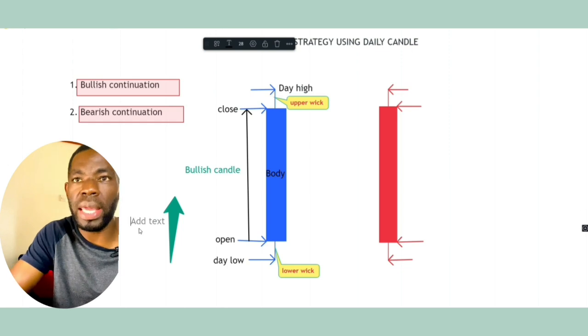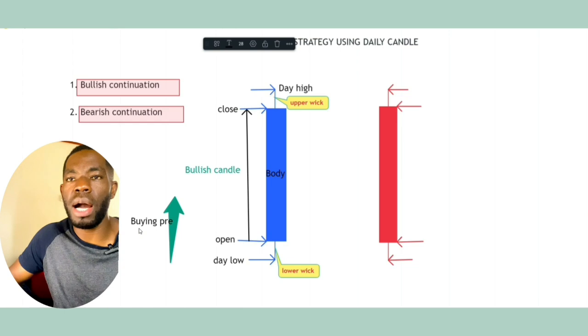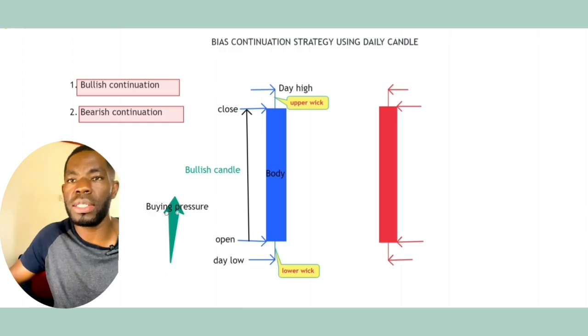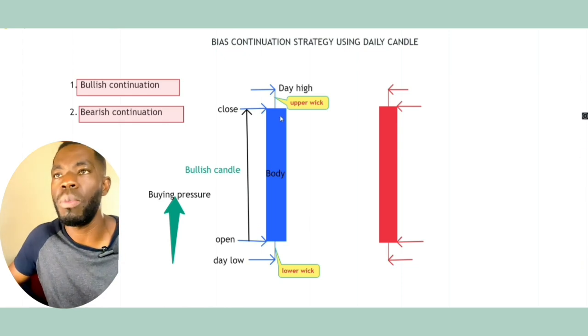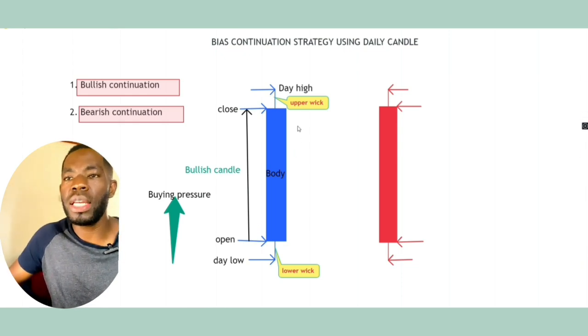So this is buying pressure. It means buyers are more in control within this candle movement. So when you see this candle, buyers are in control. I'm just repeating that so that we may be clear. So these are the different parts of the bullish candle.